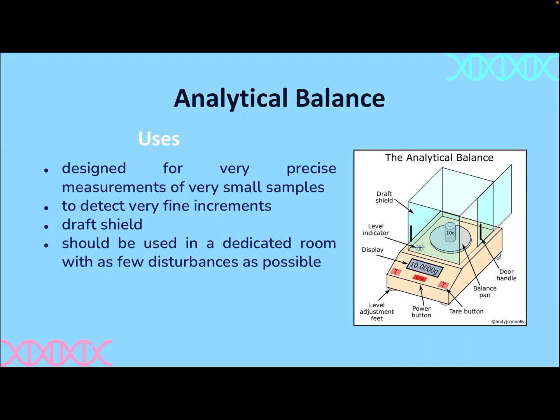Next is analytical balance. It is designed for very precise measurements of very small samples. They are meant to detect very fine increments so the slightest vibrations or breeze can impact the results. Analytical balances have a draft shield or weighing chamber to prevent the very small samples from being affected by air currents. As such, analytical balances should be used in a dedicated room with as few disturbances as possible.